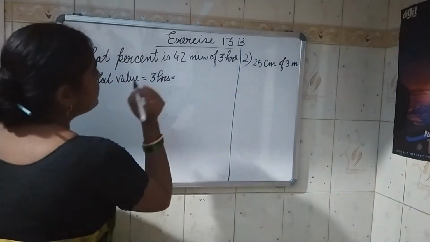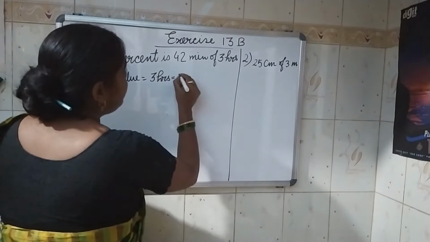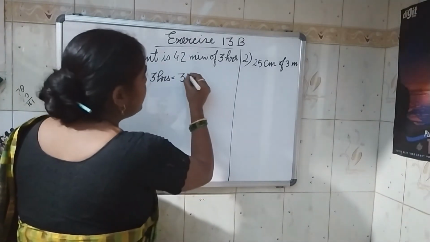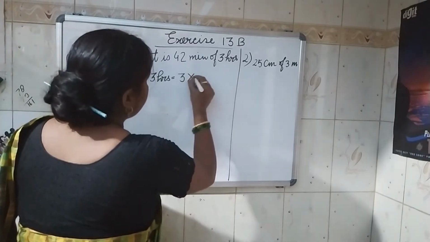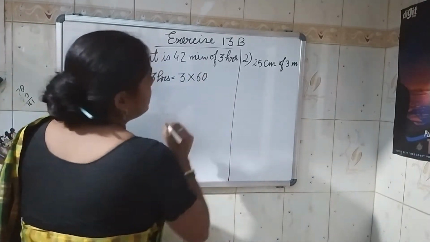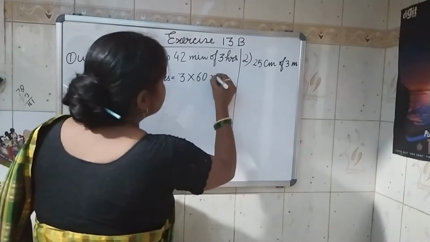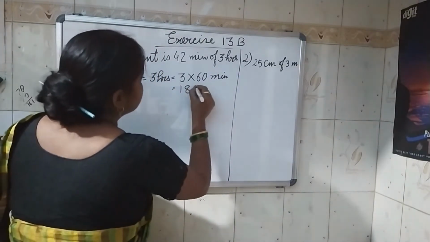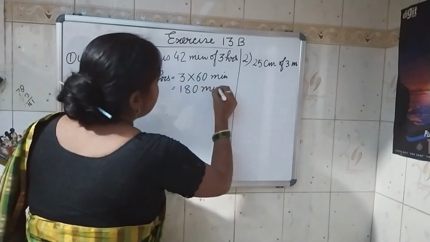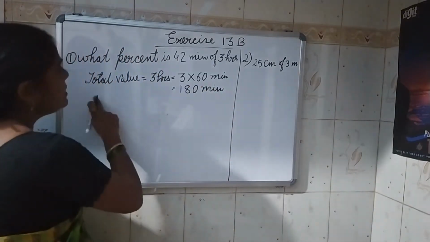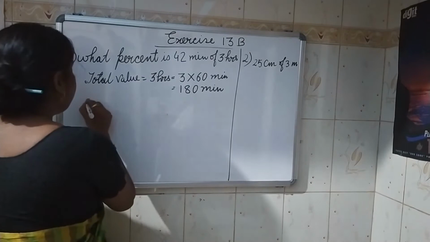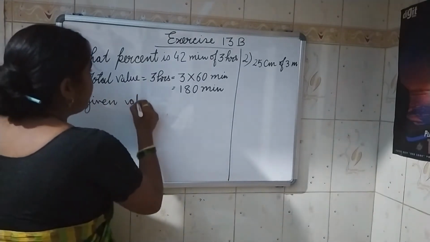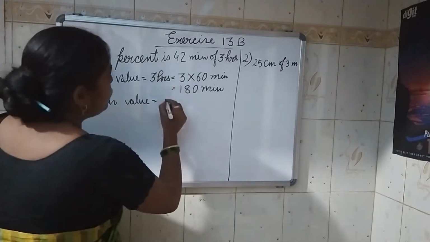So I am converting these 3 hours into minutes. We know that 1 hour is equal to 60 minutes. Clear? So 3 hours is equal to 3 into 60 minutes, that is 180 minutes. So this is the total value, and the given value, the number for which we have to take out the percentage, is 42 minutes.